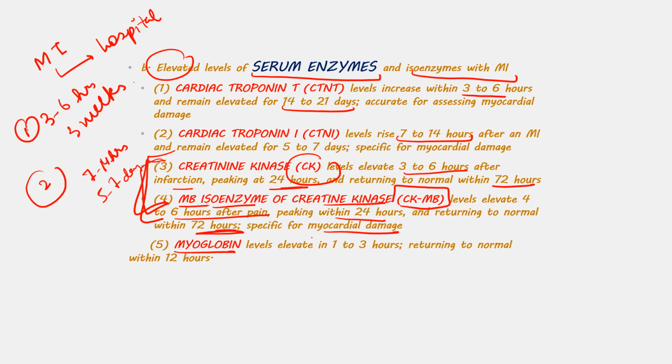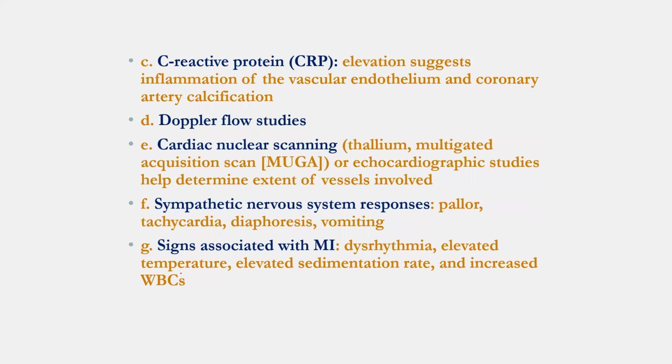Myoglobin level increases in 1 to 3 hours. The level of myoglobin increases first, and it returns to normal within 24 hours, about 12 hours, so it returns to normal very shortly. If the patient's C-reactive protein is elevated, this suggests inflammation of the vascular endothelium and coronary artery calcification. So CRP indicates that there can be calcification of the artery.